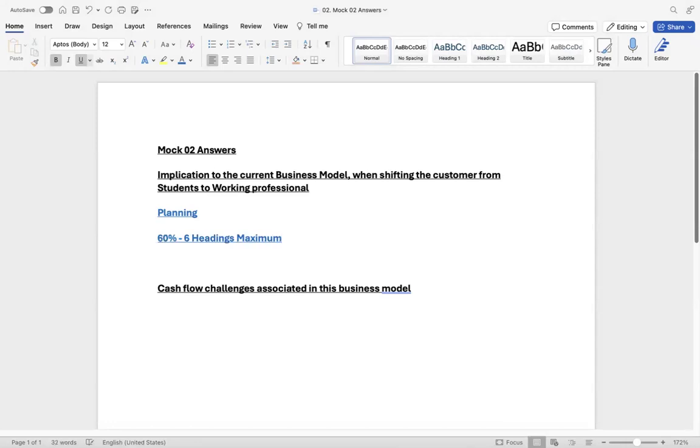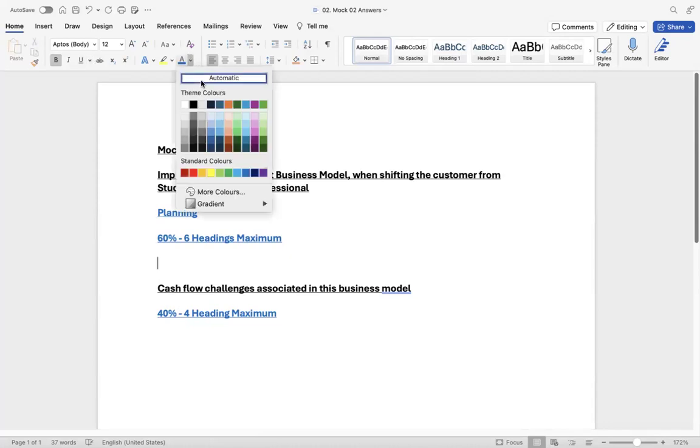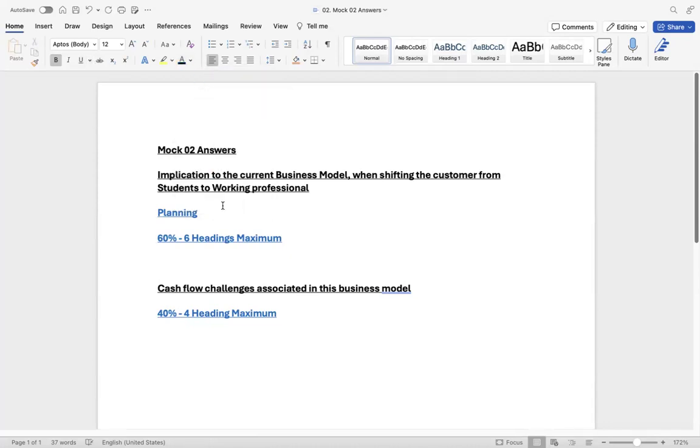Why I am telling you students, time is important in the examination. So if you see the cash flow model, again, students, I will write down 40%. So 40% means four headings only maximum in this case. So can I get a confirmation from you all in the chat box, students, if you are clear with this, because this is very, very important.